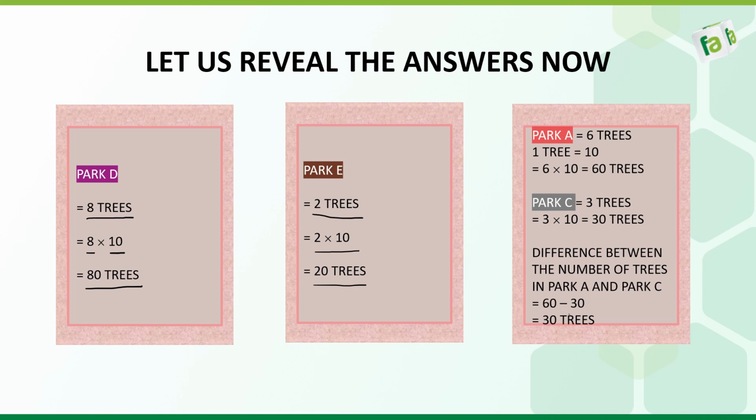1 tree is equal to 10. So, 6 multiplied by 10 is equal to 60 trees. In Park C, the number of trees is equal to 3. So, 3 multiplied by 10 is equal to 30 trees. So, the difference between the number of trees in Park A and Park C is equal to 60 minus 30, which is equal to 30 trees.